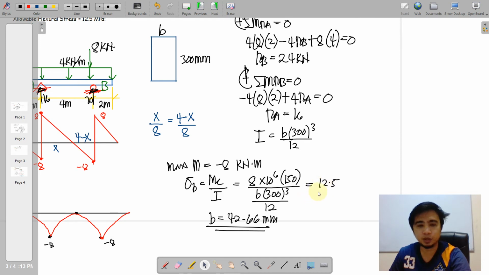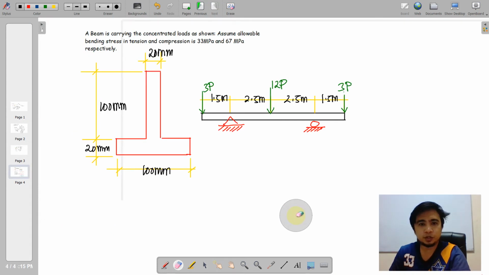We have 12.5 megapascal. Okay, so moving on to this third problem, we have a beam carrying the concentrated load. So the concentrated load here, as we can see, is expressed in P's. We have 3P, 12P, and another 3P. So it is symmetrically distributed on the beam at those points.